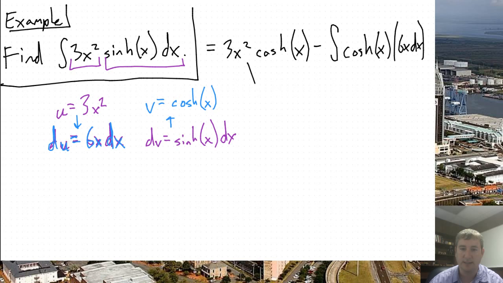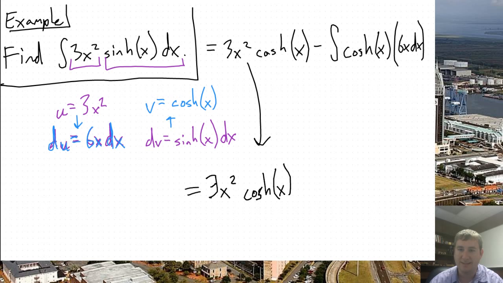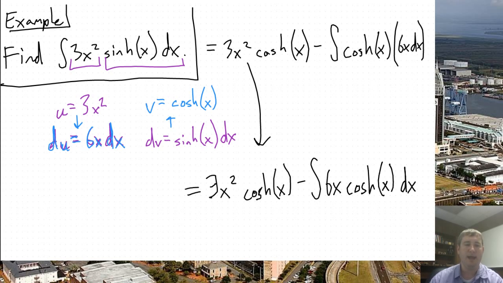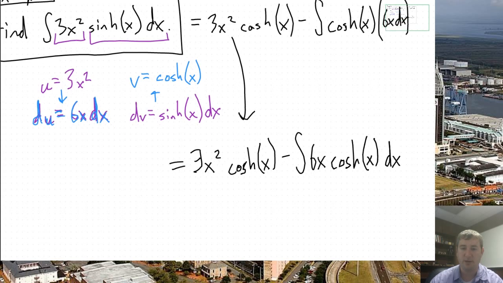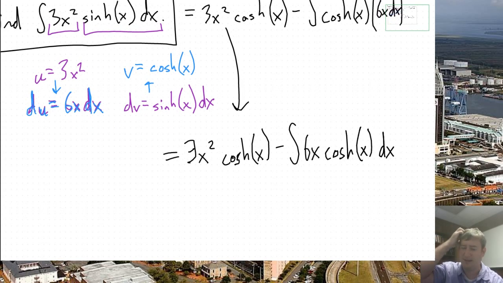So let's take this down here and clean it up. That's 3x squared cosine hyperbolic x minus, and I'll rewrite this. I like to put my variables out front. I've got a 6x, variables by themselves out front, and then I've still got the hyperbolic cosine of x dx. And now, this is where I've gotten to the part of the problem where I have no clue how to integrate 6x hyperbolic cosine of x.